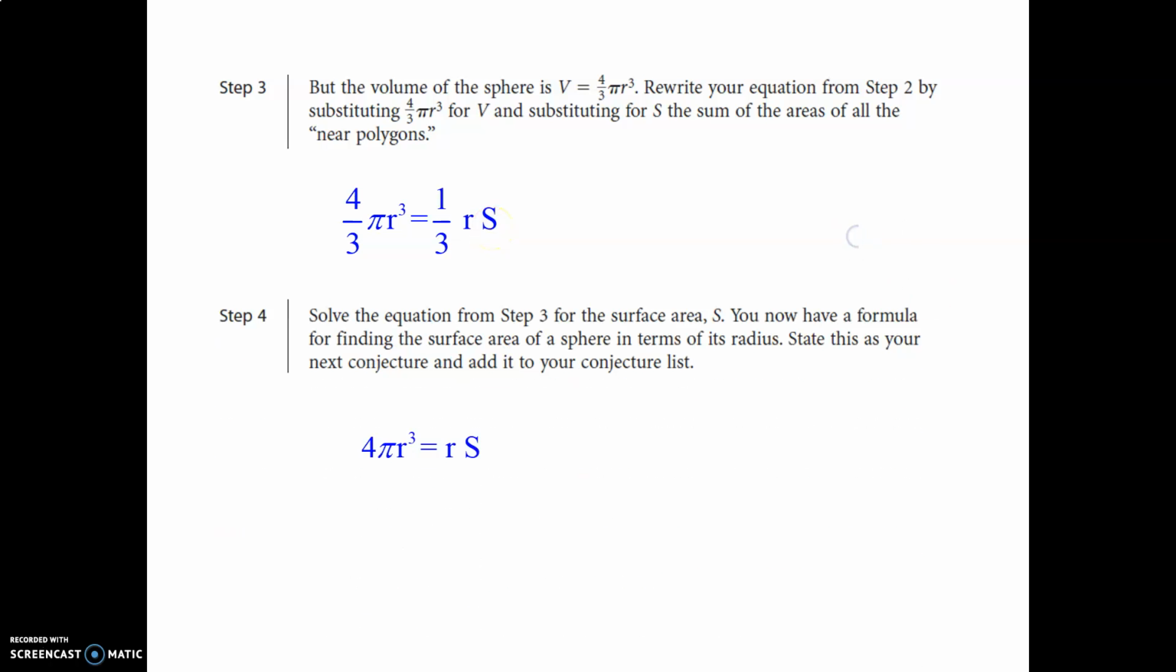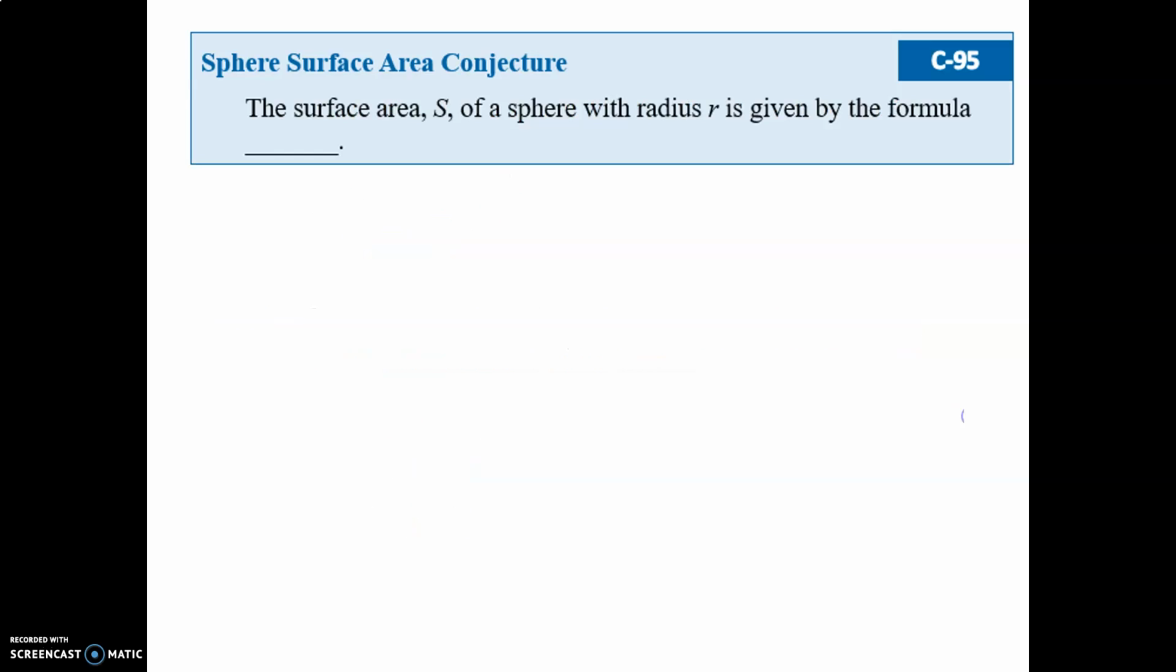Okay, solve this equation. So what they did is they multiplied both sides by 3. So if they multiply both sides by 3, this cancels out. This cancels out. I get 4 pi r cubed is equal to rs. But then to get s alone, divide by r, divide by r. So there's s alone. And here I'll have 2 of those left. So there it is again. The surface area of a sphere is 4 pi r squared.